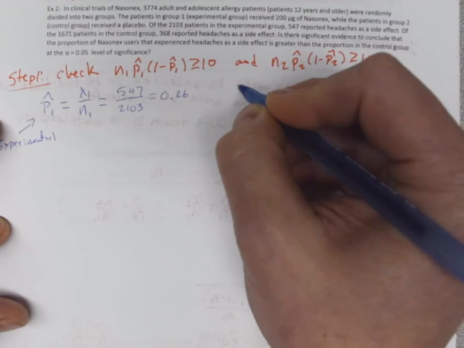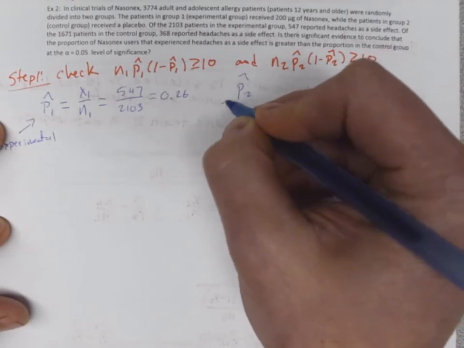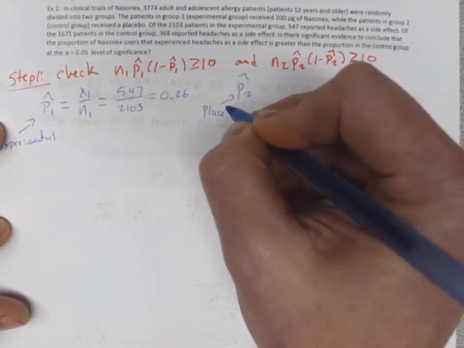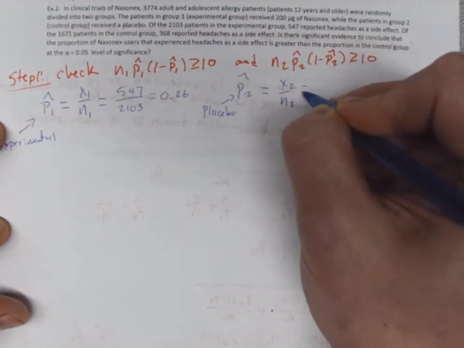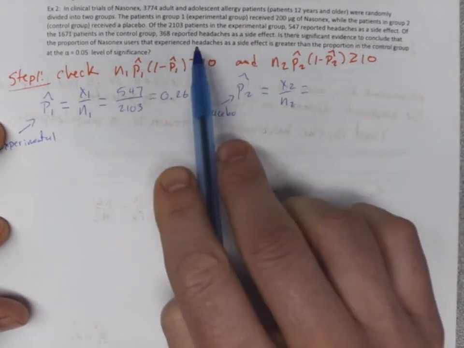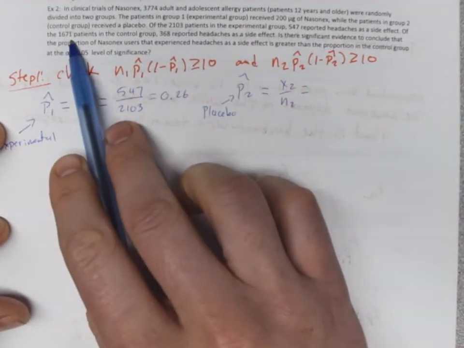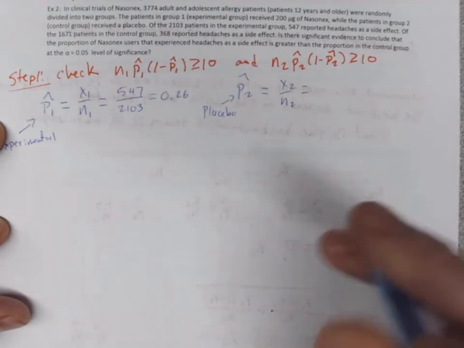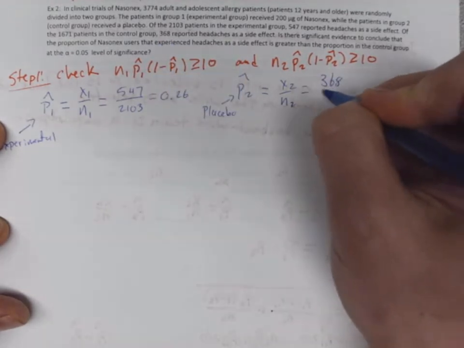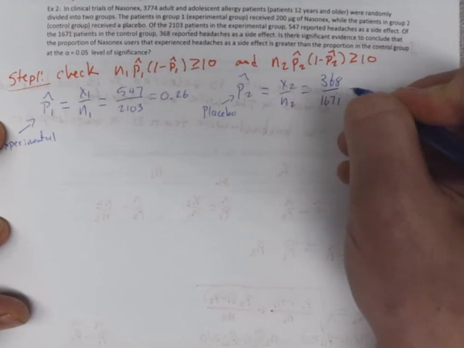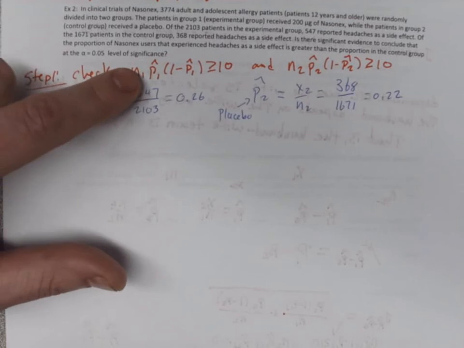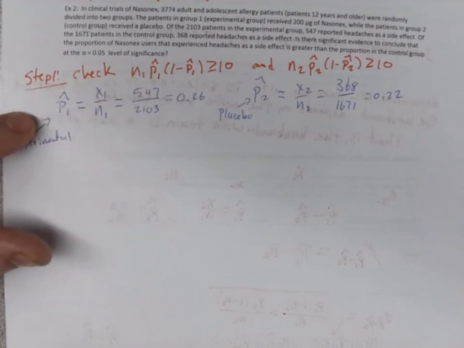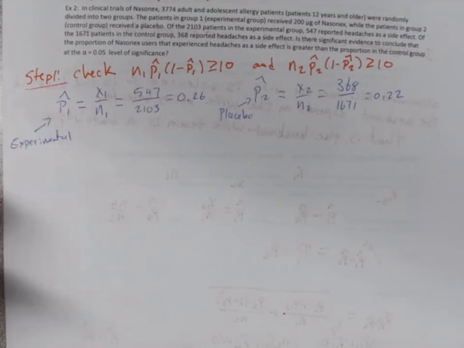And then P2 hat, this is the placebo group. That's X2 over N2. So we find our second sample here. We had 1671 patients and 368 said they had headaches. And that is 0.22. So that's how you would find P1 hat and P2 hat and plug it in here. And you're going to have to know these in a later step anyway, so it's good to just get them out of the way.